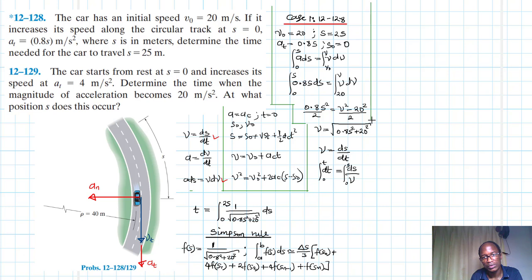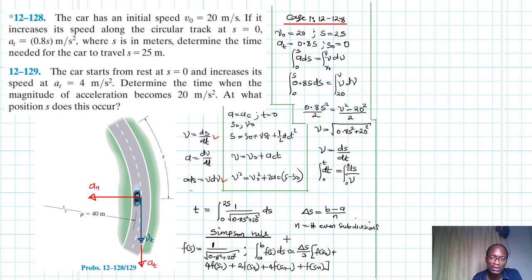Sorry, let me just go up. I just make a bend a little bit there. So here, delta s is equal to b minus a over n, and n is equal to the number of even subdivisions.